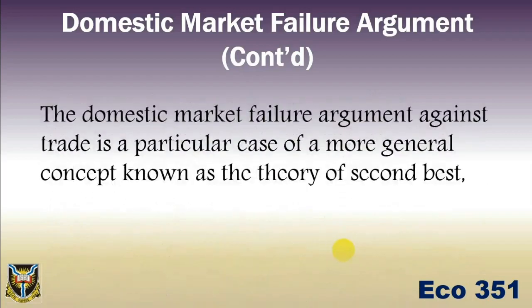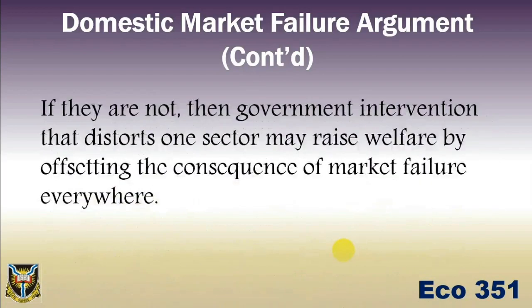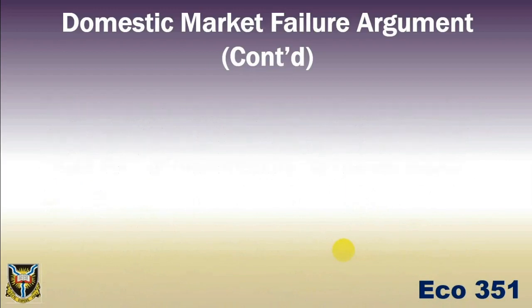The domestic market failure argument against trade is a particular case of a more general concept known as the theory of second best, which states that a hands-off policy is desirable in any one market only if all other markets are working properly. If they are not, then government intervention that distorts one sector may raise welfare by offsetting the consequence of the market failure everywhere.